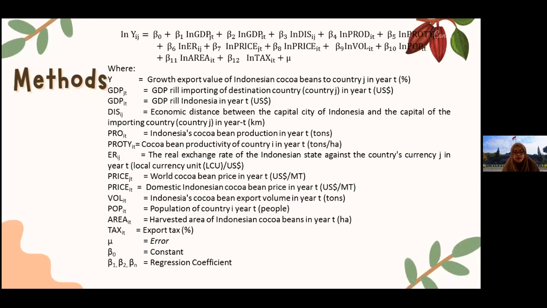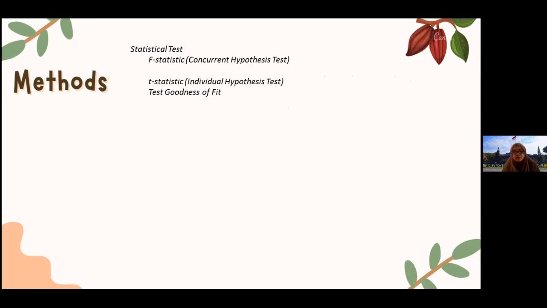The second is method. We use the gravity model, and we can see on the screen that Y is the export value growth of Indonesian cocoa beans, GDP-G is real GDP of the importing country, GDP is real GDP of Indonesia, then economic distance, Pro is production, Pro-T is productivity, ER is exchange rate, Price-G is world cocoa bean price, and Price-E is domestic Indonesian cocoa price, and then Vol is volume, population, area is harvested area, and tax is export tax. Then we use statistical tests: F-test, T-test, and test of goodness of fit.